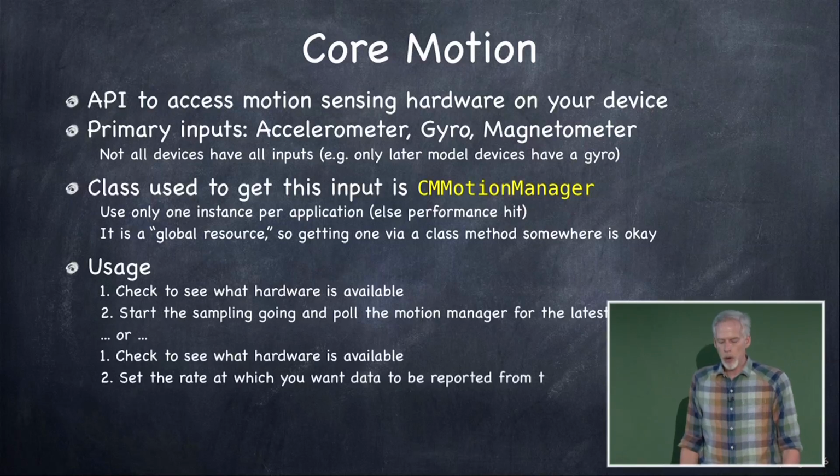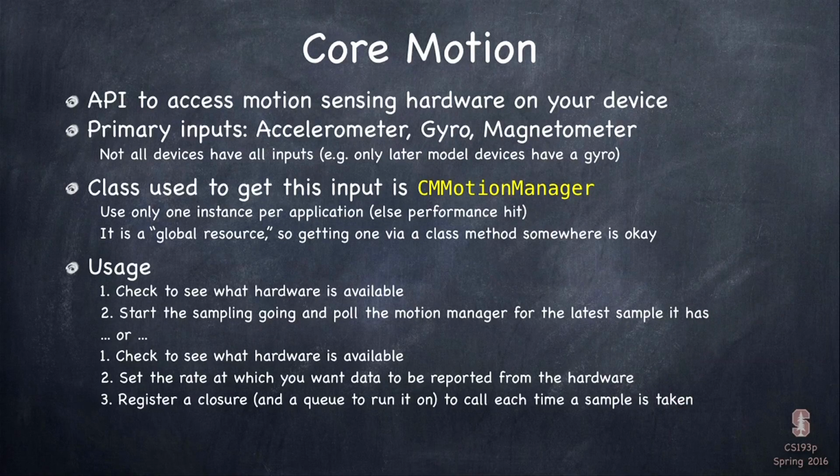Okay? So how do you use this motion manager to get this information? Well, first, there's two ways really. One way is by polling, and one way is by getting constant updates about what's going on. But in either case, first you're going to check to see if the hardware is available, and I'll talk about how you do that.